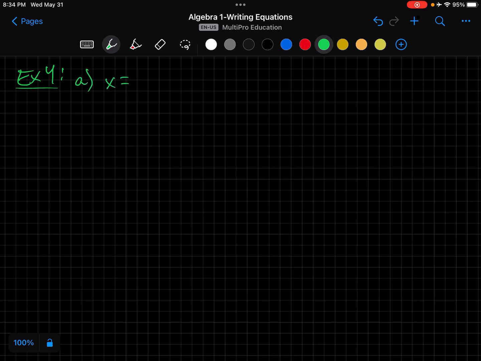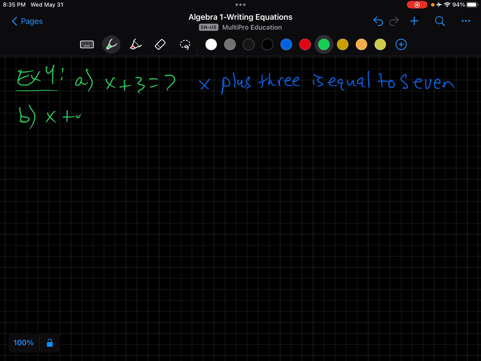All right, let's look at A here. We have x plus 3 equals 7. Wow. Okay. So what we want to do is we want to write this from an equation to a sentence. Okay. So what we're going to do is say that x plus 3 is equal to 7. Great job.